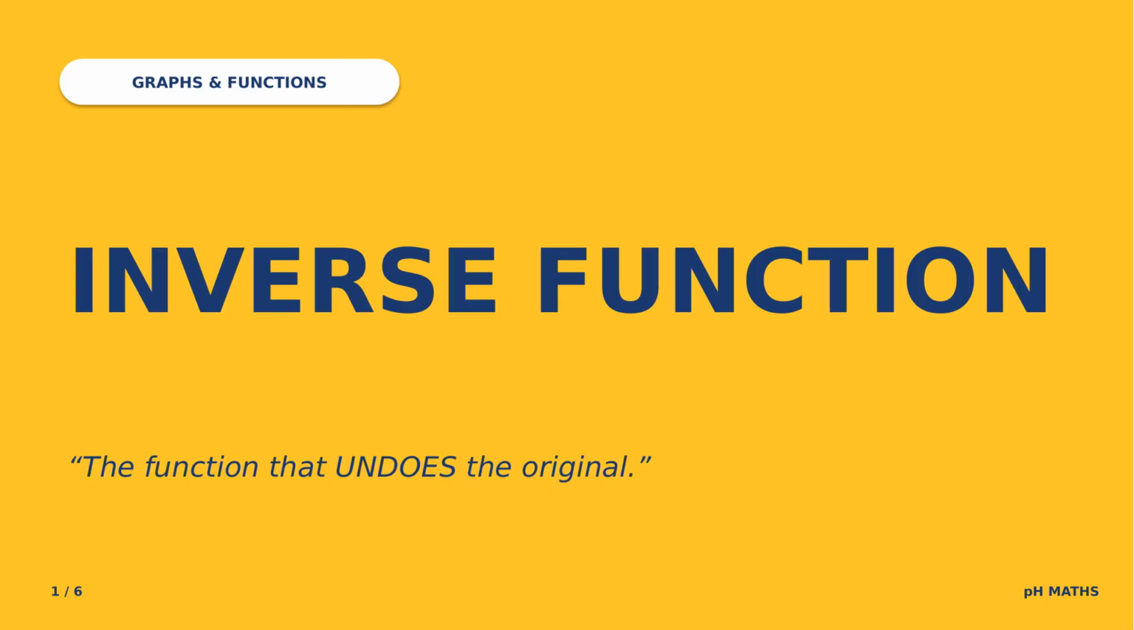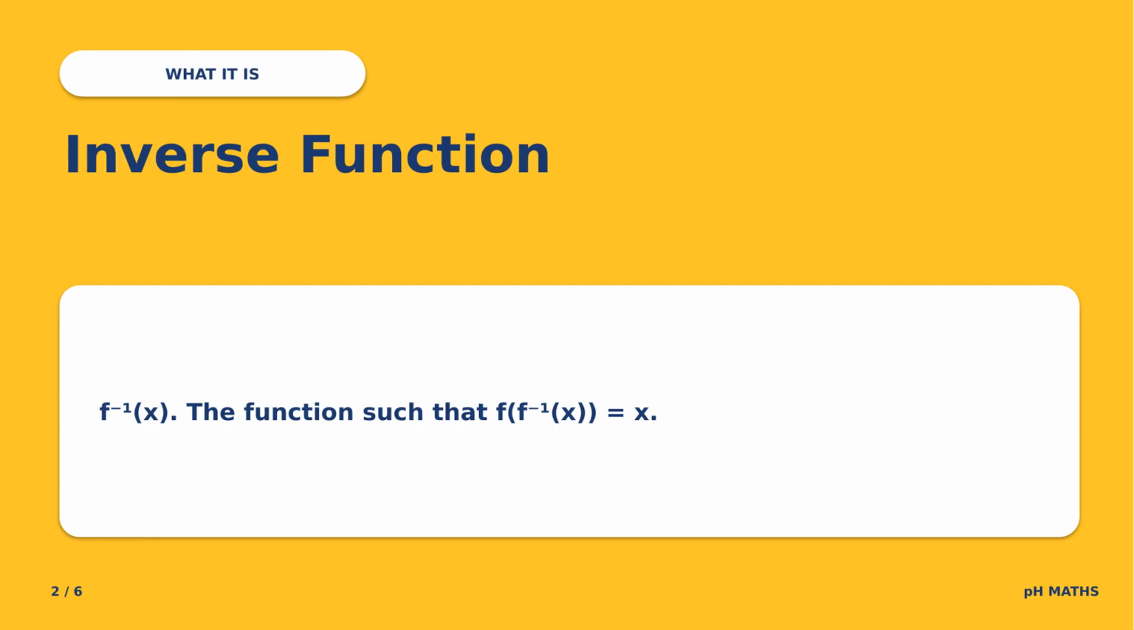Today's explainer is the inverse function, the function that undoes the original. By the end of this video, you'll know the swap and solve method, the graph reflection rule, and the common confusion with reciprocals. Definition. The inverse of f, written f to the minus 1 of x, is the function such that f composed with f to the minus 1 equals x. Or in plain English, apply f, then apply the inverse, and you're back to where you started. The two functions cancel each other out.